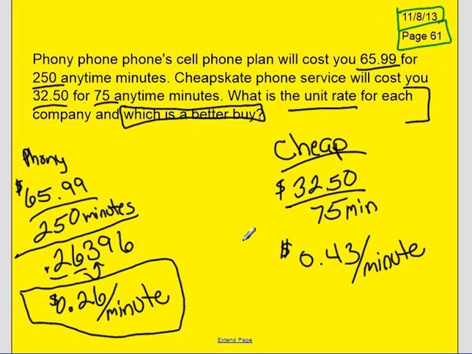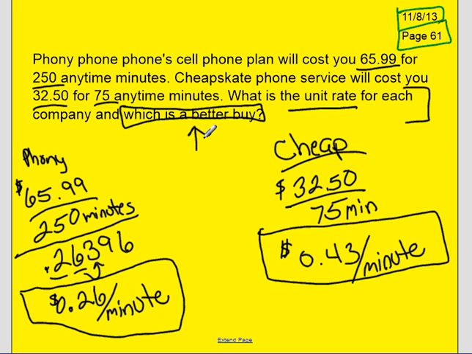So we have found a unit rate for each company. And now the question asks us, which is a better buy? Which cell phone company are you going to go with in order to save the most money? Well, clearly, the Phonyphone Phone cell phone plan is cheaper per minute than the Cheapskate phone plan. This one is 26 cents per minute. This one is 43 cents per minute. So you are going to go with the Phonyphone phone company in order to save the most money.